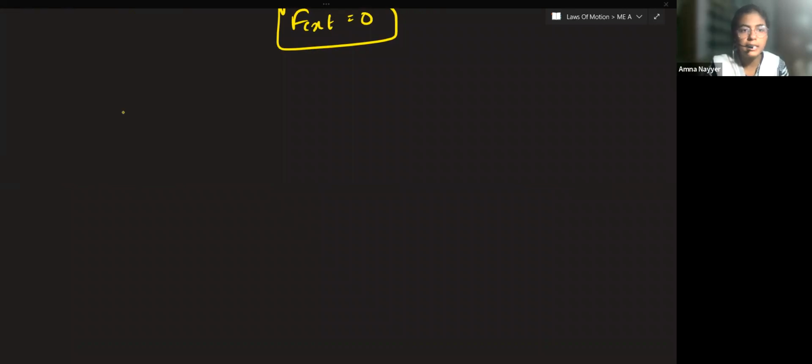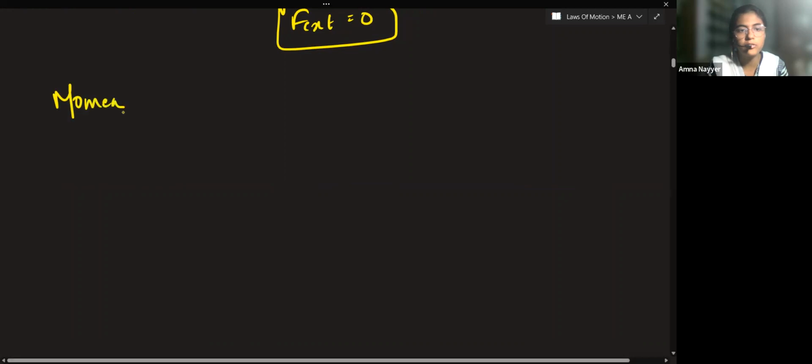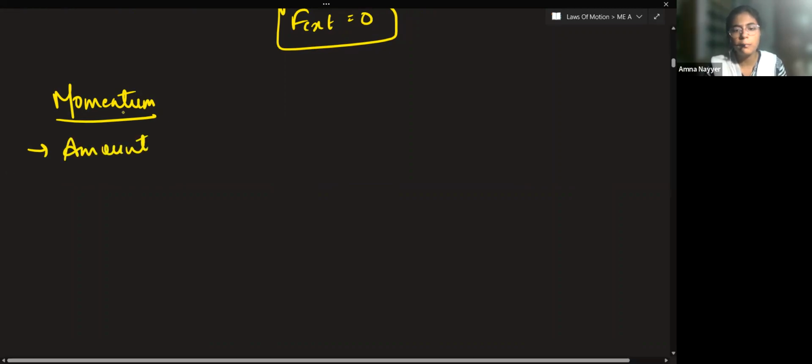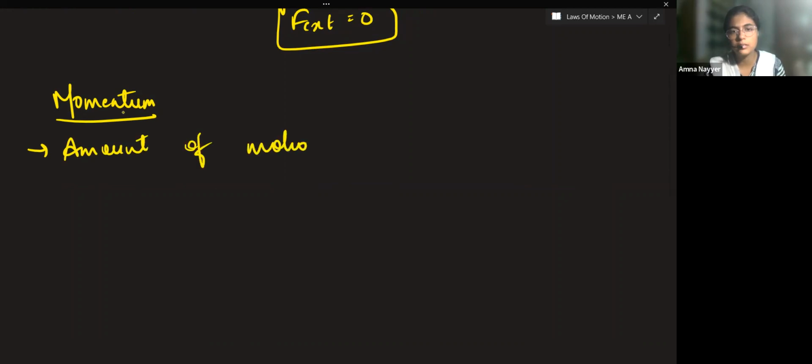Okay. See, now before we start with Newton's second law of motion, we have to understand the concept of momentum. Momentum means how much motion, or the amount of motion, there is in the body. It means if a body is moving even after some external force has been applied, that means the momentum in the body is so much because of which the body is moving. That amount of motion present in the body is termed momentum.